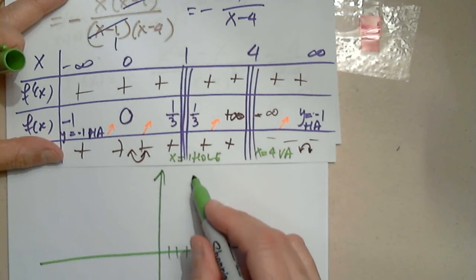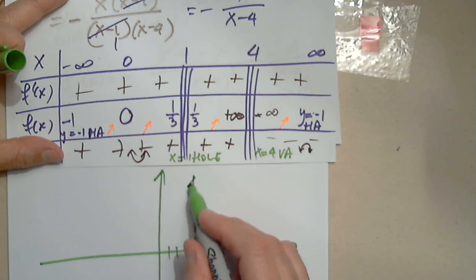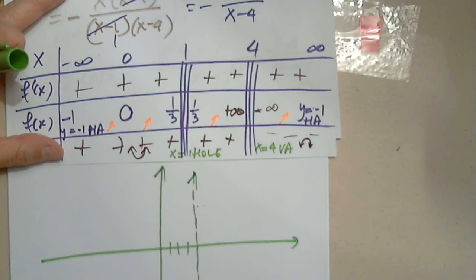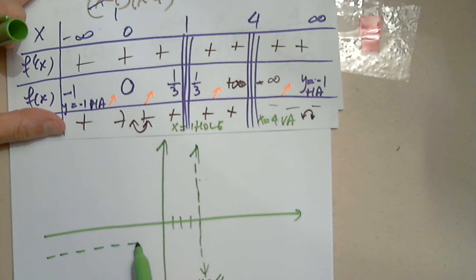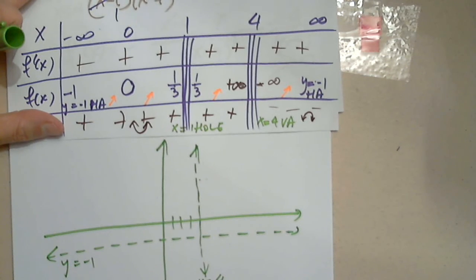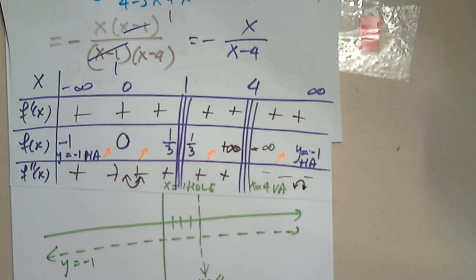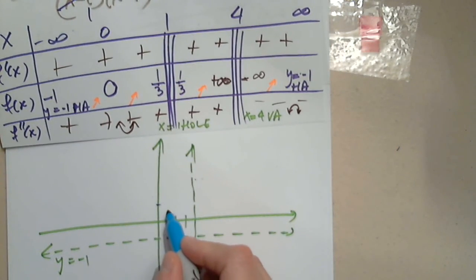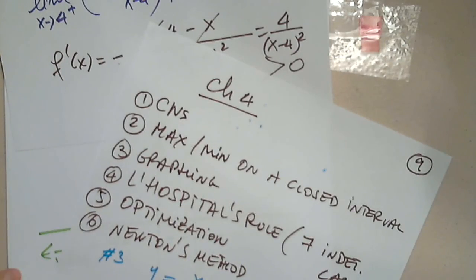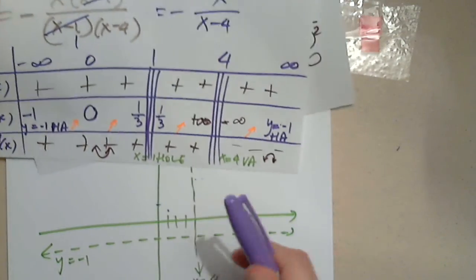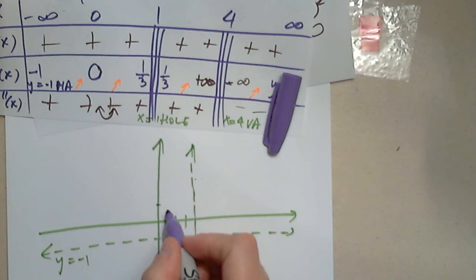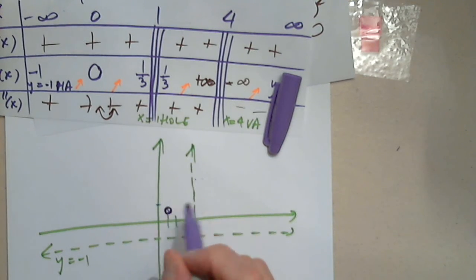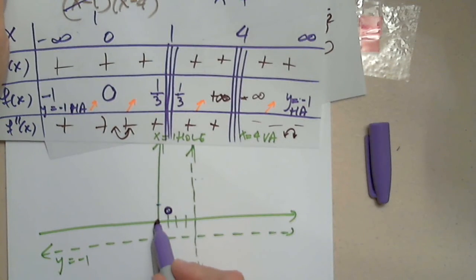One, two, three, 4. Negative 1. And now I'm ready to graph. I will start with 1, comma 1/3. Oops, I don't want this color. I want this color. 1, comma 1/3, and also this.